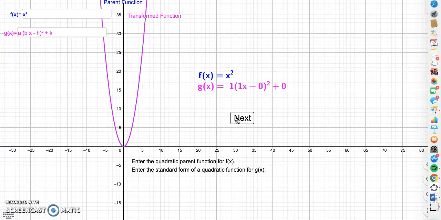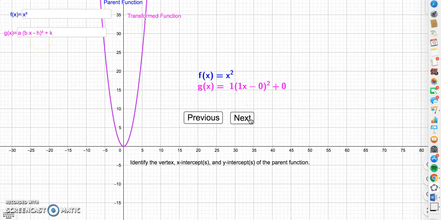what's happening. So the first thing they're going to do is plug in for f of x, the parent function of the quadratic, and the standard form of the quadratic. I've already plugged that in. Then they'll hit next. On the worksheet, they're going to fill out the vertex, x-intercept, y-intercept of the parent function given by the blue and the pink one since there's no transformations done yet.